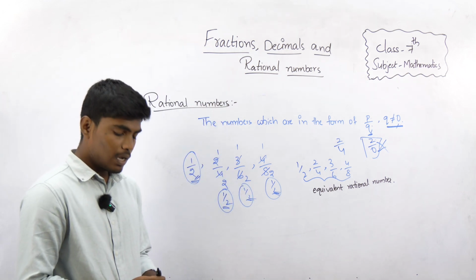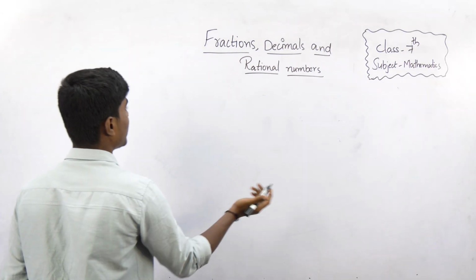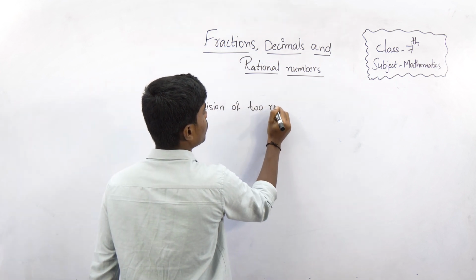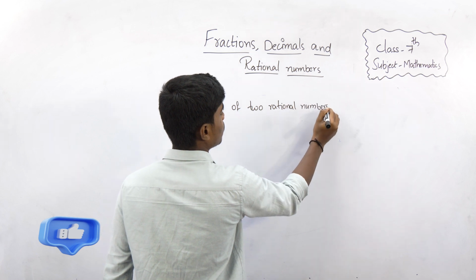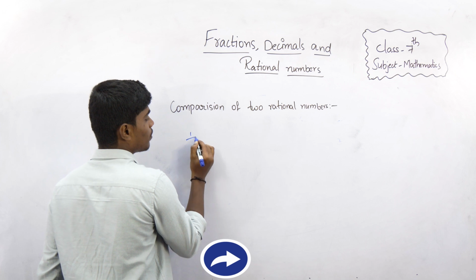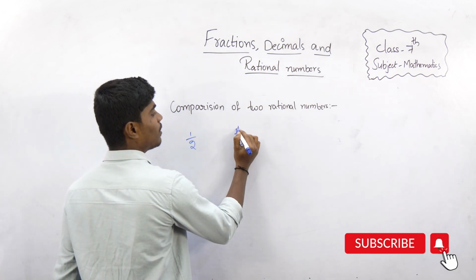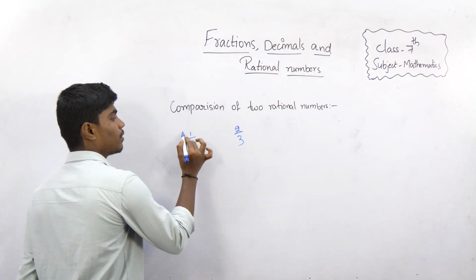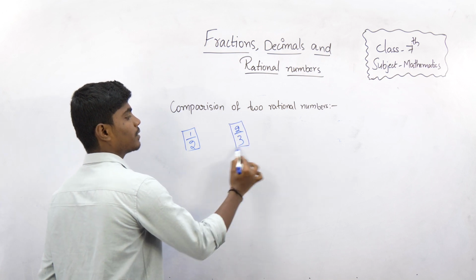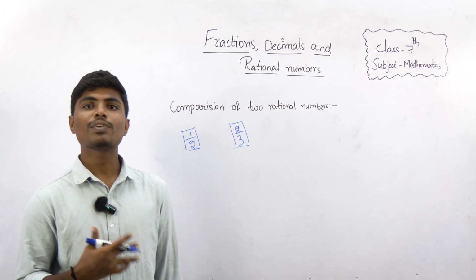Now let's see how to compare two rational numbers. Now let's see comparison of two rational numbers. Let's take two rational numbers, 1 by 2 and 2 by 3. Here one number is 1 by 2 and the other number is 2 by 3. We have to compare these numbers, means we have to check which one is greater.